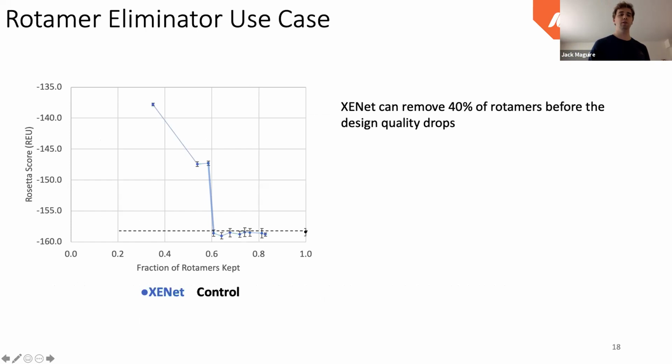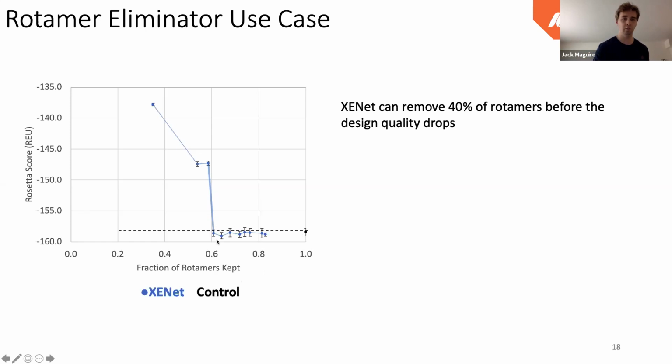So the control, we have the fraction of rotamers kept. So if you don't do any machine learning, you have all of your rotamers. And the y-axis is, well, when you run the packer with this rotamer set, what's your score? So with no machine learning, negative 158 Rosetta energy units. And then as you use the model trained with XCNet, you can get down to about 60% of your rotamers before you see a drop in quality.